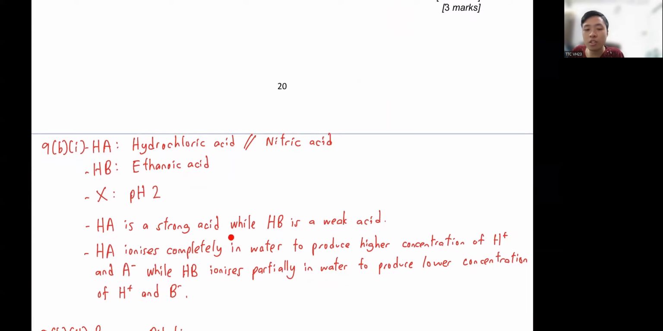HA is a strong acid, HB is a weak acid. HA ionized completely in water to produce a higher concentration of H+ and A-, while HB ionized partially in water to produce a lower concentration of H+ and B-. The A- and B-, if you want to write it also can, not a big deal. But you remember, right? Hydrogen ion is a must.